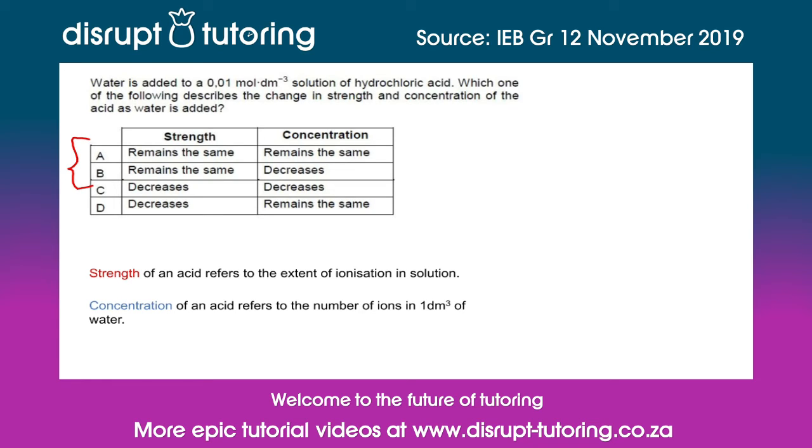Now, the concentration of the acid is the number of hydrochloric acid ions in solution. Since the number of ions of hydrochloric acid remains the same, but the amount of water increases, this means that the concentration of the acid will decrease. This makes our answer B.